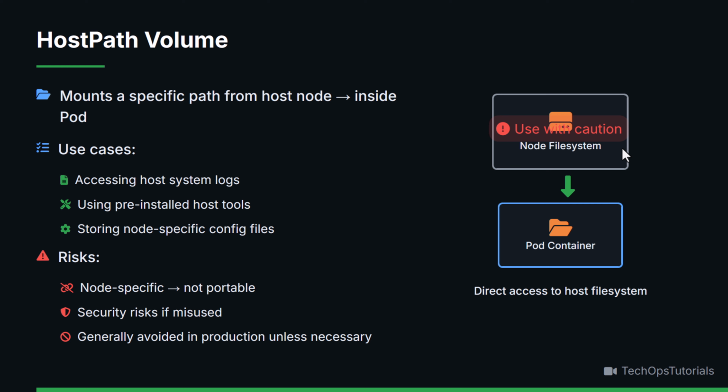But here is the catch, it comes with risk. First, it's node-specific, which means it's not portable across the cluster. Second, there are security concerns. Giving a container direct access to the host file system can be dangerous if not handled carefully. That's why HostPath is generally avoided in production unless it's absolutely necessary. In short, HostPath gives you powerful access, but you should always use it with caution. Next.